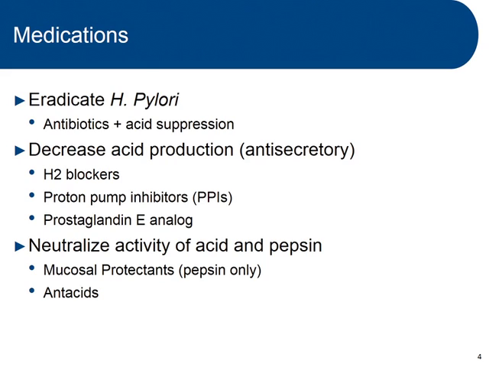So you can see that for the eradication of H. pylori, which is a bacteria that can be found in the GI tract, we're going to need antibiotics. That should make total sense given that H. pylori is a bacteria. Those antibiotics are going to be coupled with acid suppression as well. So the drugs that will suppress acid or decrease acid production, also known as anti-secretory agents, include the H2 blockers, the proton pump inhibitors, and the prostaglandin E analogs.